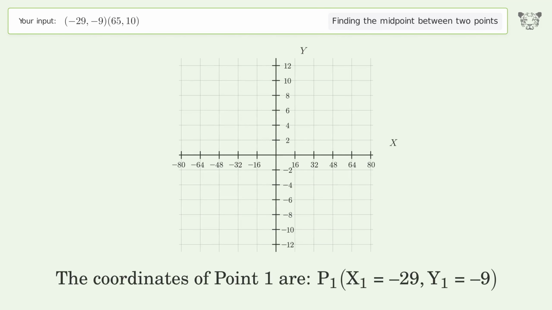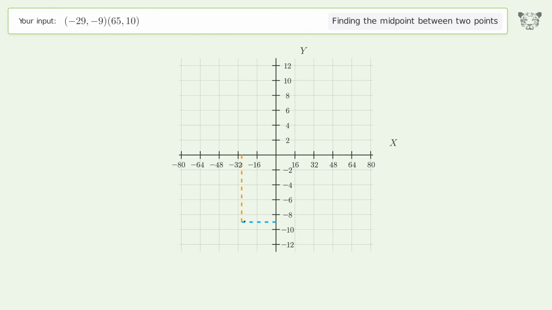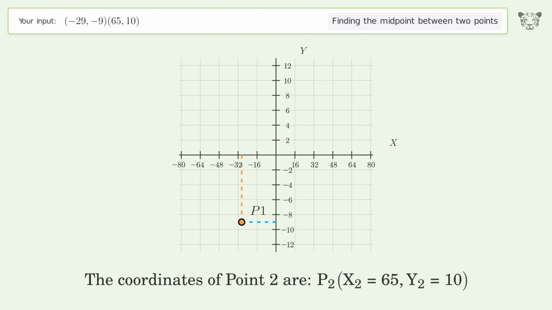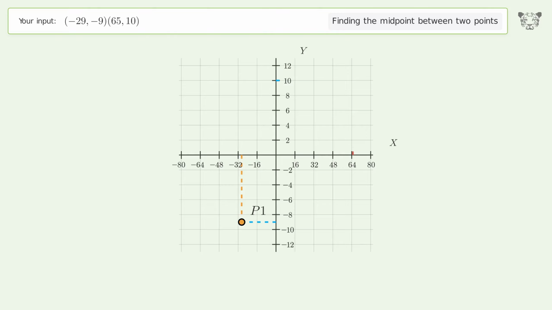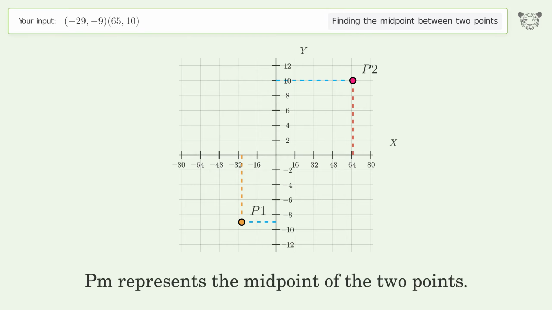The coordinates of point 1 are x1 equals -29, y1 equals -9. The coordinates of point 2 are x2 equals 65, y2 equals 10. PM represents the midpoint of the 2 points.